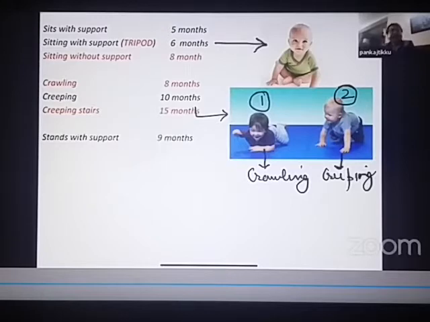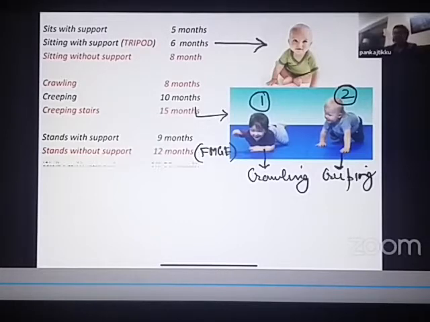When does a child stand with support? The child stands with support at the age of 9 months. So he holds on to a support and can stand for some time. When can he leave the support and stand for a few seconds? He can stand without support at the age of 12 months. This again is an FMG question. So when does a child stand with support? At the age of 9 months. But when can he stand without support? He can stand without support at the age of 12 months.